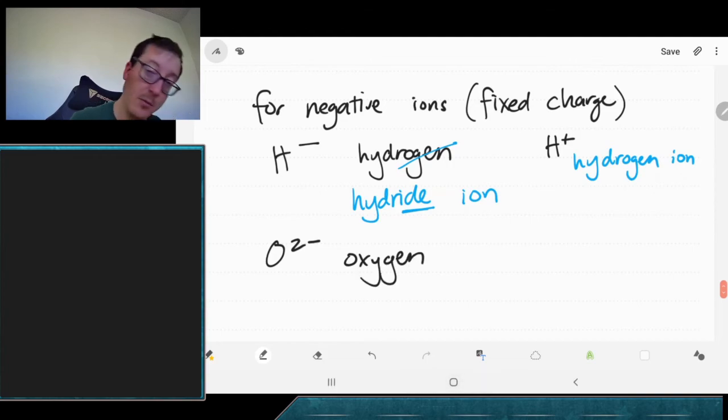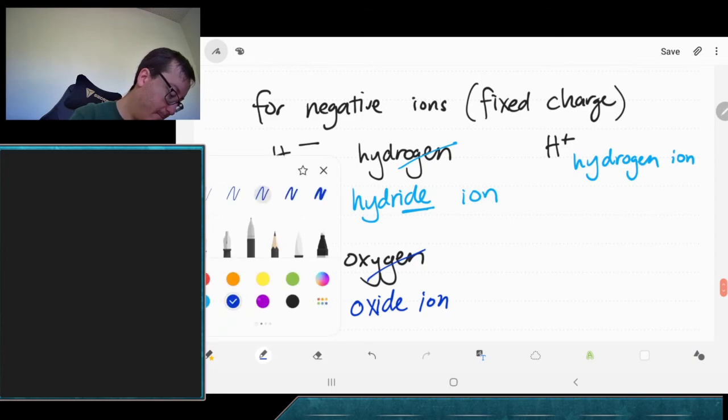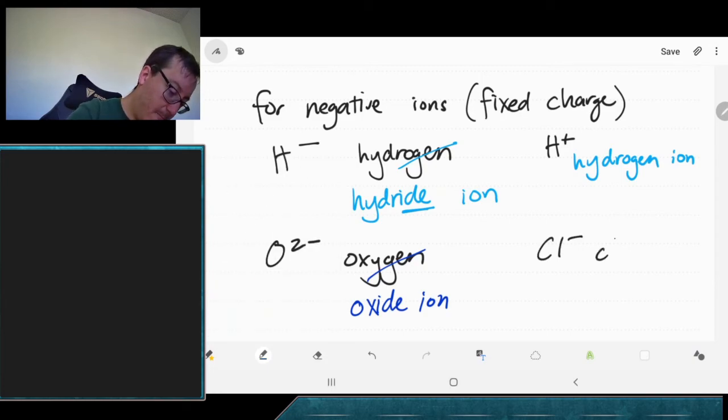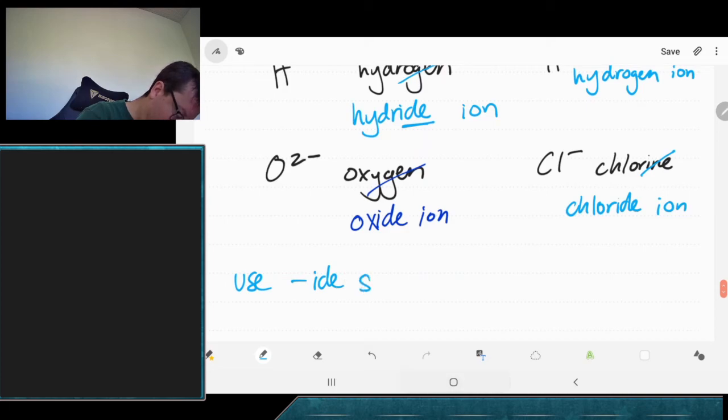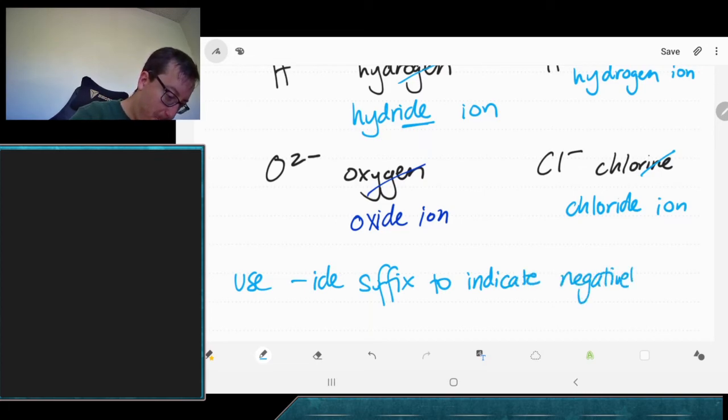This originally is the symbol for oxygen. We're going to essentially take off the last syllable there, and this is the oxide ion. Or here we have chlorine. We're going to get rid of that. Chloride ion. So the pattern here is when you have a negative charged atom, something that has gained electrons, you have this "ide" suffix to indicate that. So we use the "ide" to indicate negatively charged single elements.